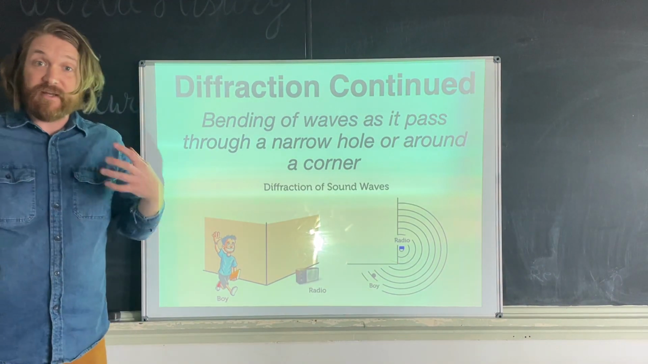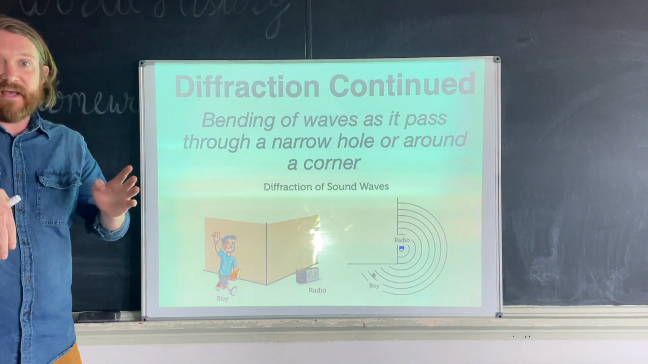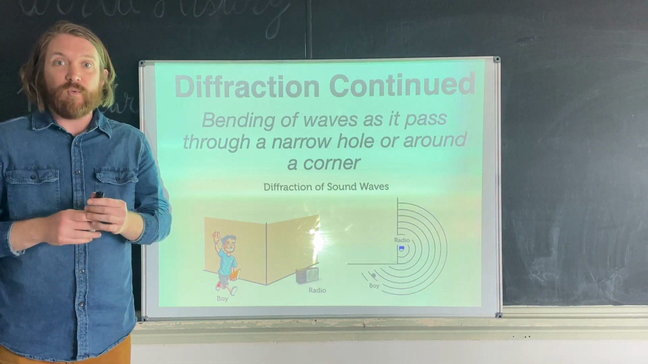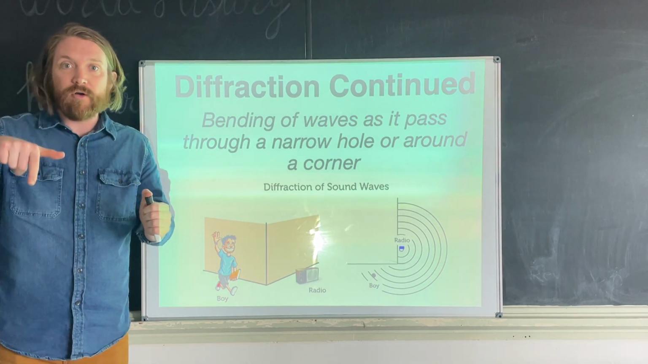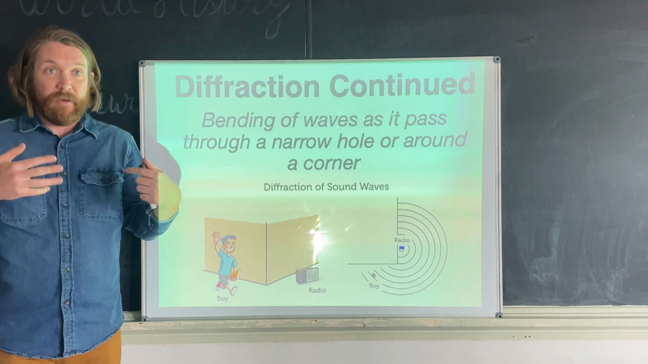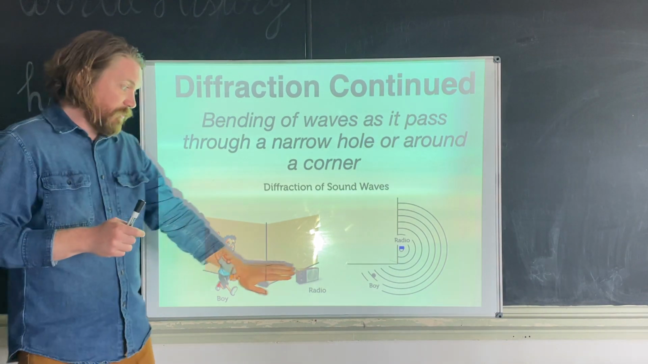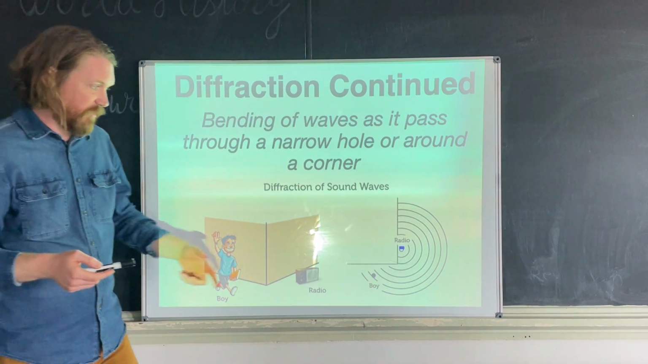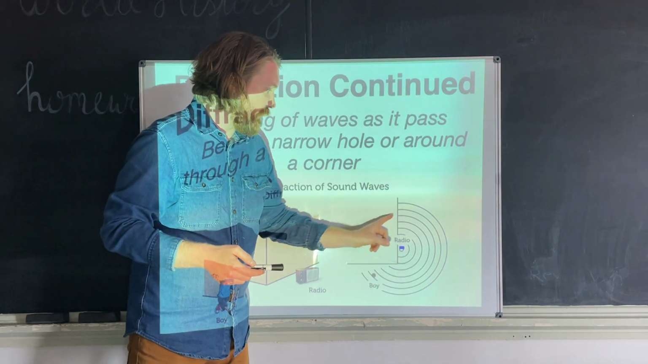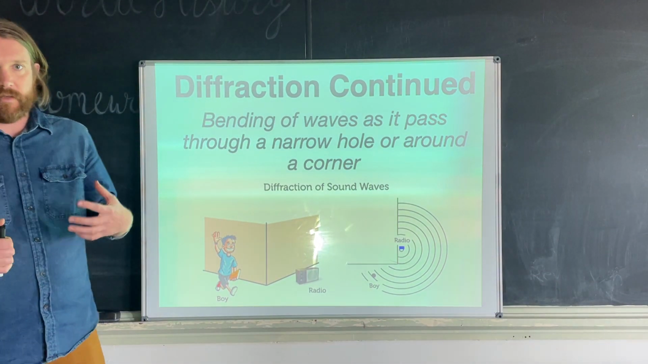Again, the other example here is when waves go around a corner. As I'm sure you're aware, when you walk around a corner, you can still hear what's going on. This is why you're able to hear what happens in another room. Or if you're standing on one side of a corner, you can still hear the radio on the other side of the corner. That is because the waves are able to spread around that corner.